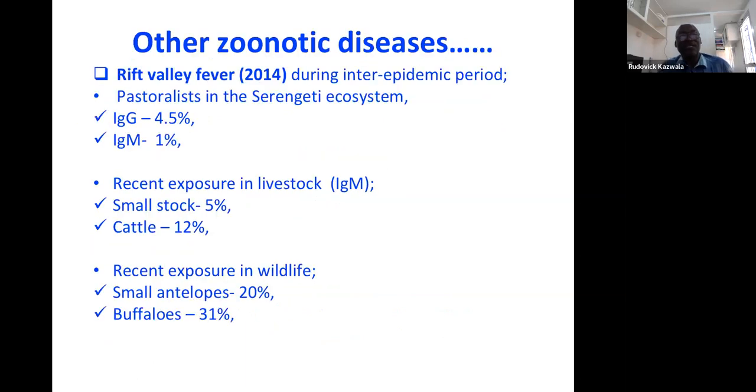Rift Valley fever was also of attention in around 2014. We did some studies, and they looked at the inter-epidemic period, and we could find some traces of the disease within the pastoralists and in some of the wild animals. Exposure in terms of IgG could be very high, especially in the antelopes and the buffaloes.